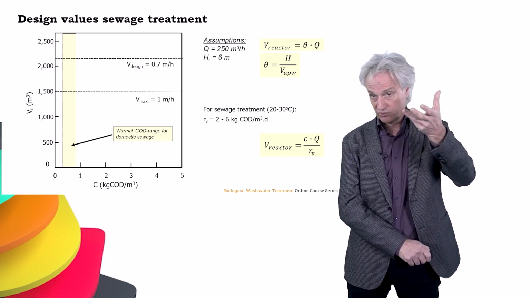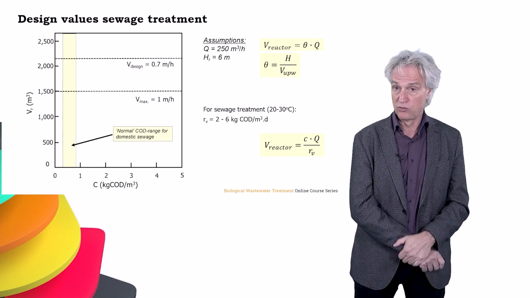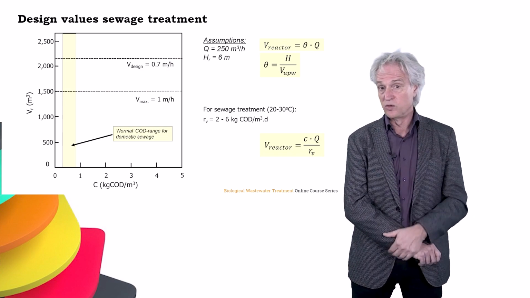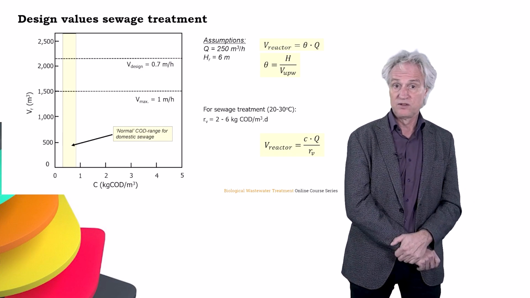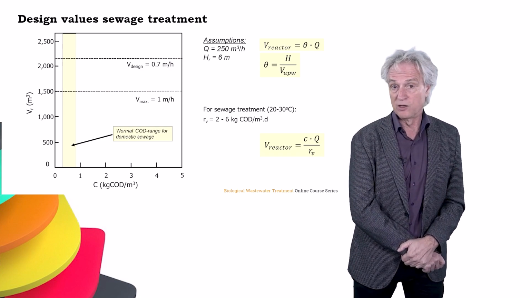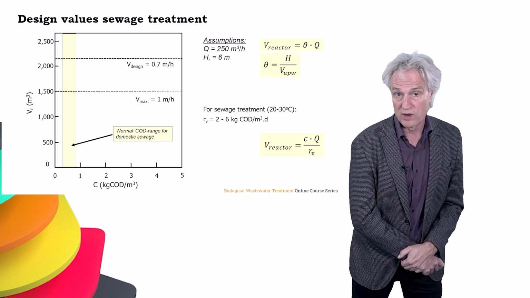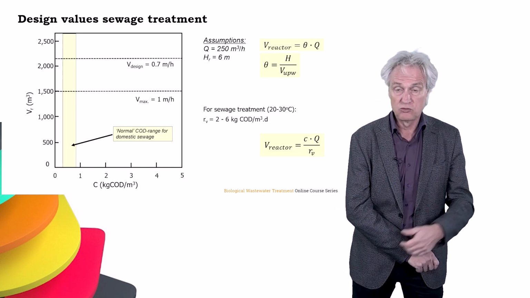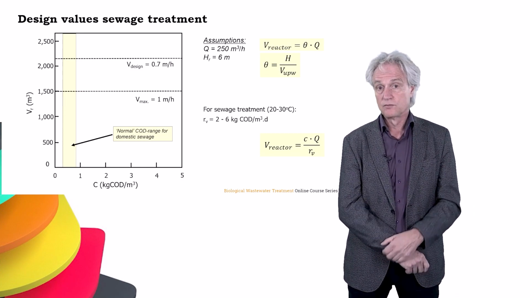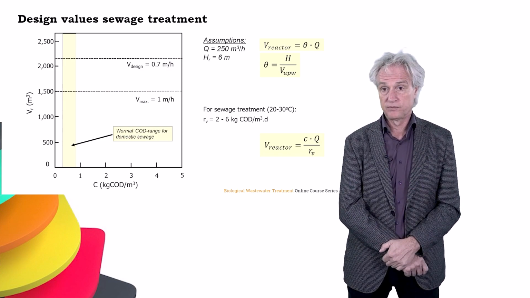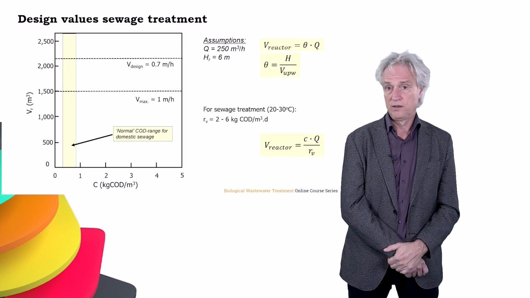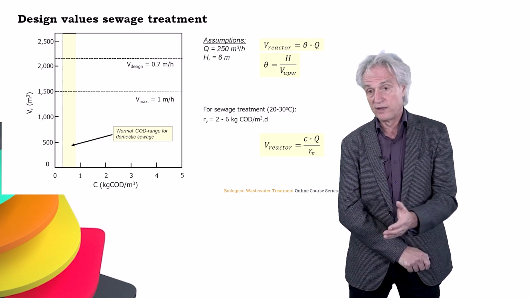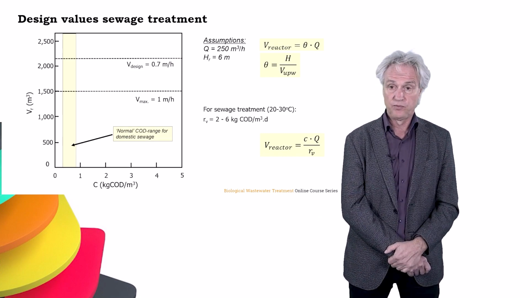In the first case, the volume of the reactor is calculated based on the flow rate, in which the Q is fixed, the H is fixed, and the design upflow velocity is 0.7 or 1, so the volume is 1,500 or 2,200, more or less, linked to this upflow velocity. But now let's check if we include the organic conversion capacity, so the organic loading rate applied to the reactor.